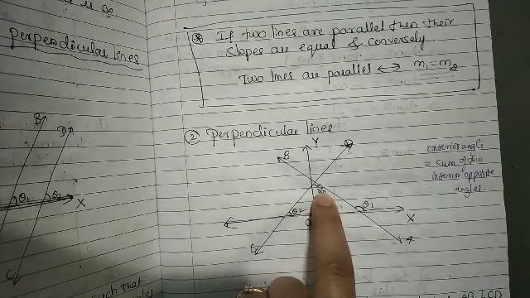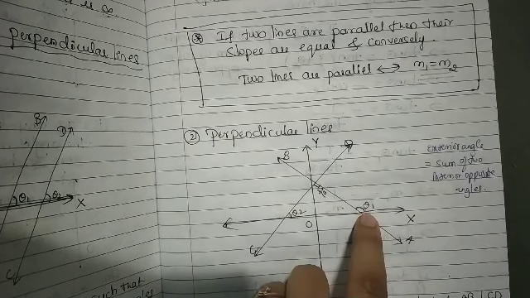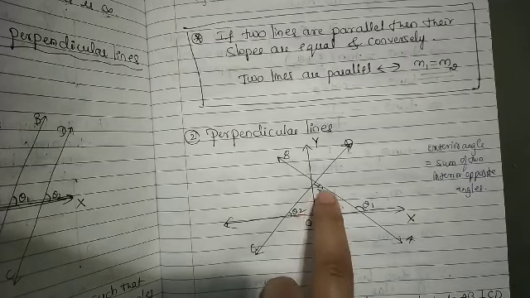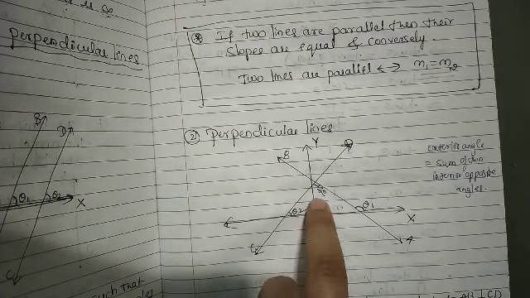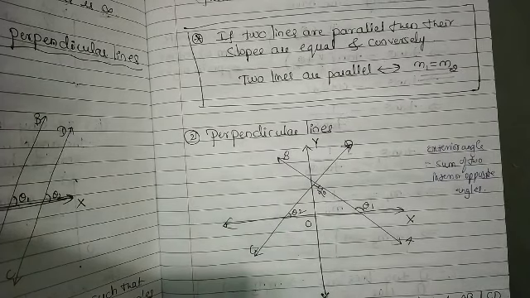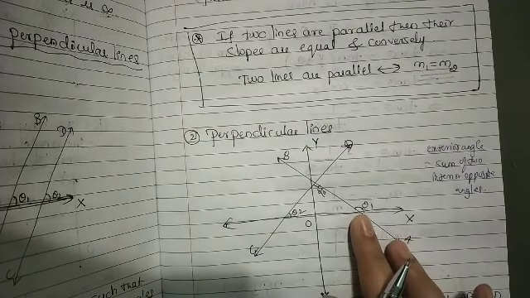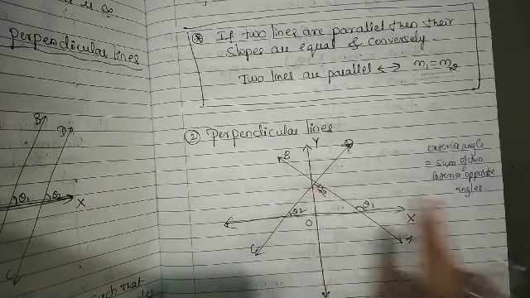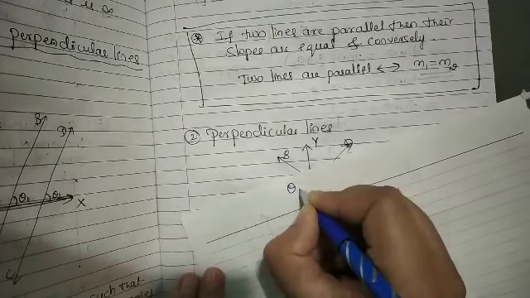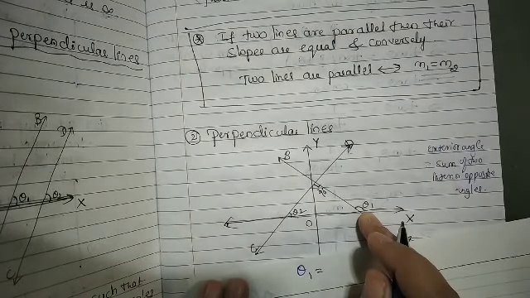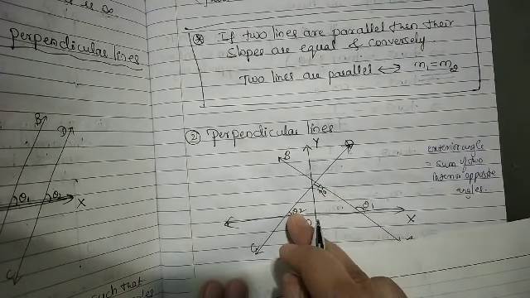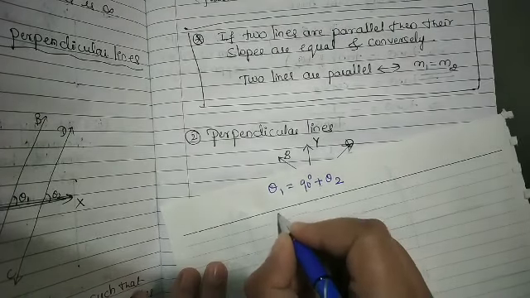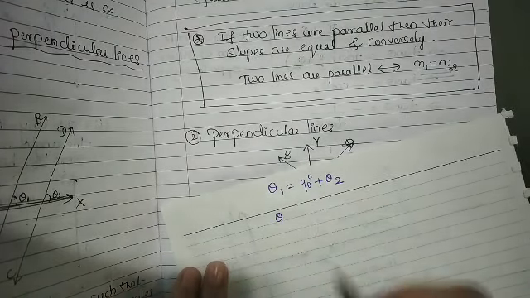One property which you learnt in your lower class is that the exterior angle is equal to the sum of the two opposite interior angles. So the exterior angle can be expressed as the sum of the two interior opposite angles. That is theta 1 is equal to 90 degrees plus theta 2. Okay. So theta 1 is equal to 90 degrees plus theta 2.